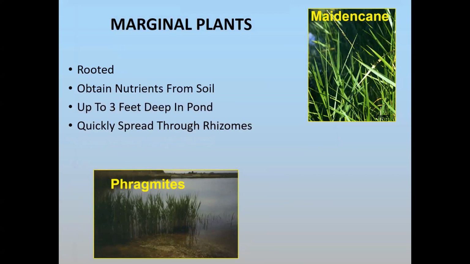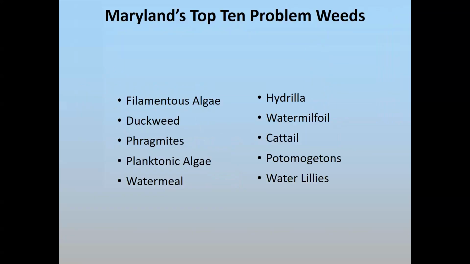Typically, you'll see these up to about 3 feet in a pond. And again, a little bit of it is no issue. It's just when they spread to where they're interfering with whatever desired use you have. And they can be controlled, and we'll talk a little bit about some of the measures on that.